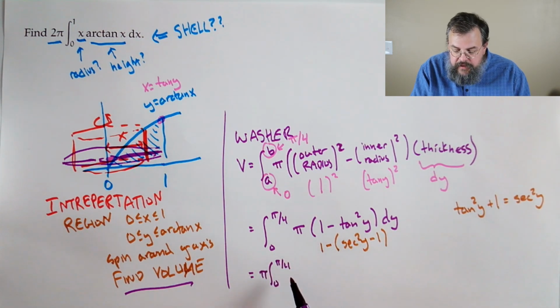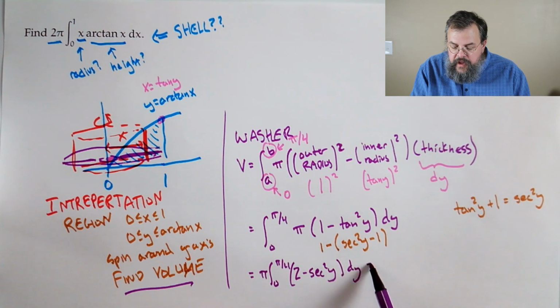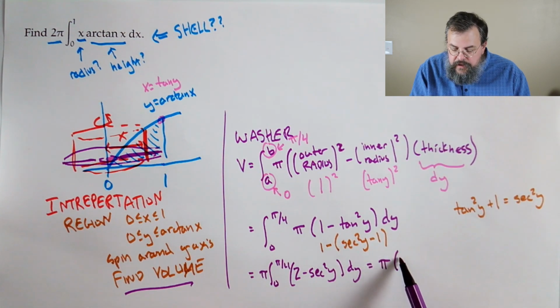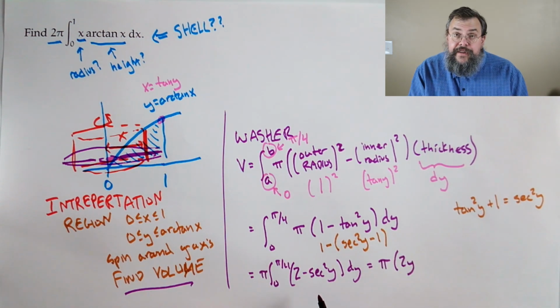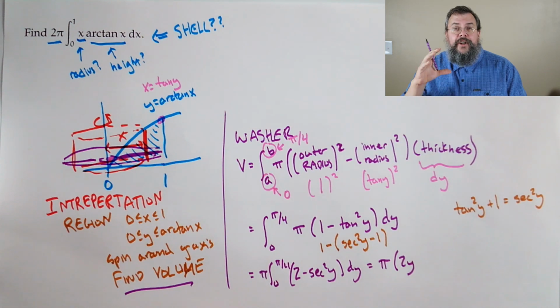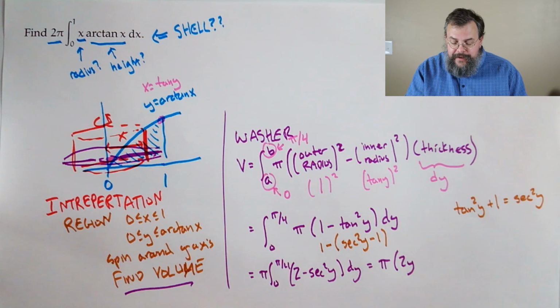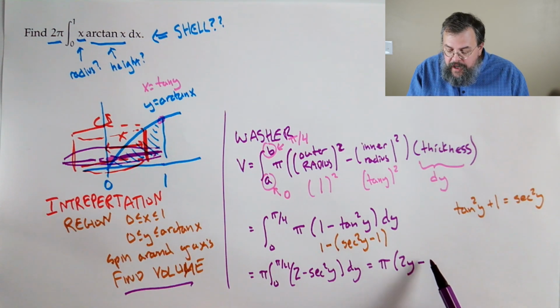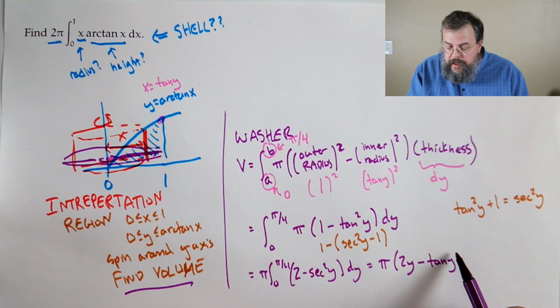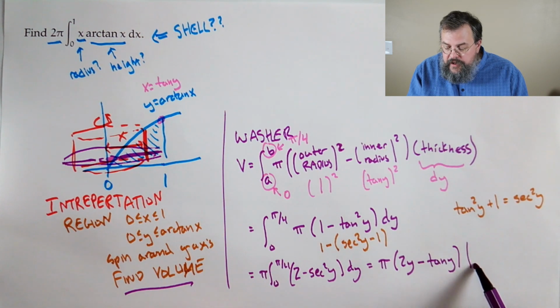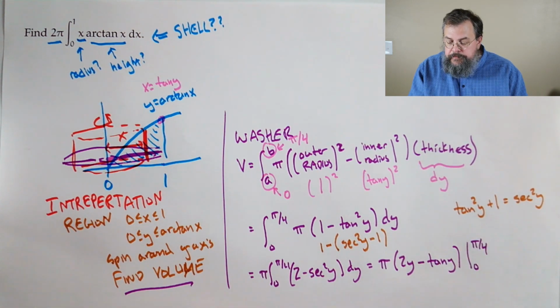1 minus minus 1 is 2, minus secant squared y, dy. Well, these are things we can integrate. Integral of 2 is 2y. Integral of secant squared is tangent. See, that's why we wanted to change it. We wanted to change tangent squared to secant squared, because then we'd have something we can integrate. So 2y minus tangent of y, evaluate that from 0 to pi over 4.